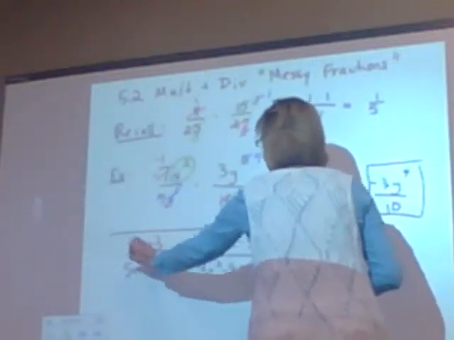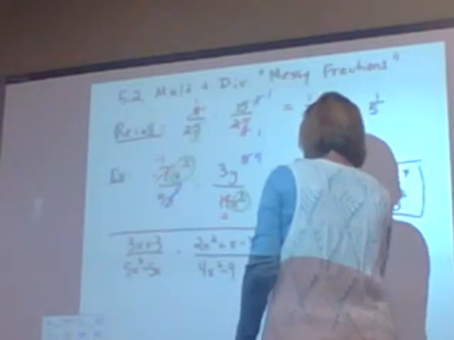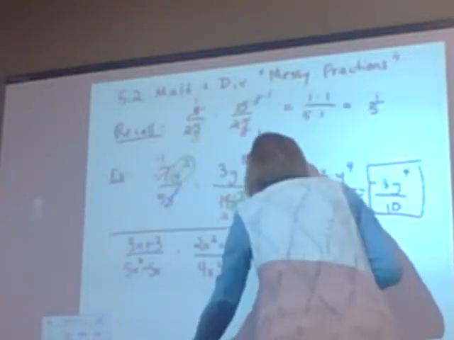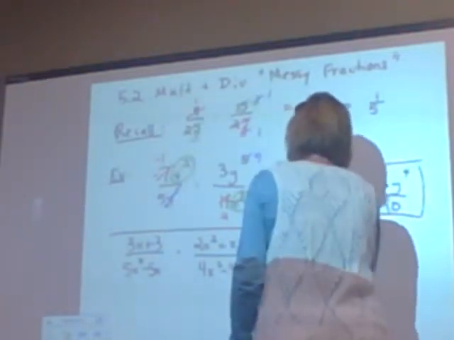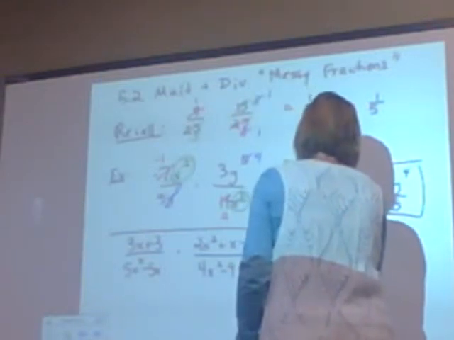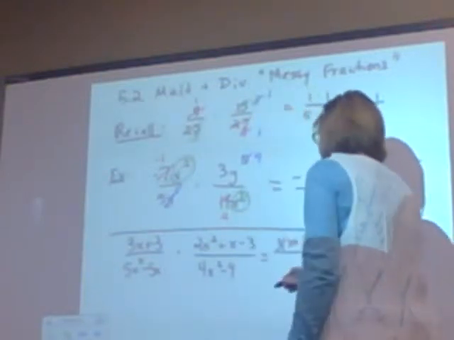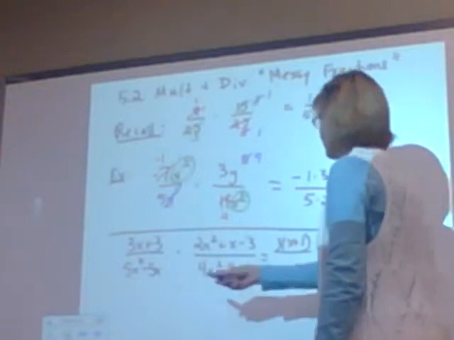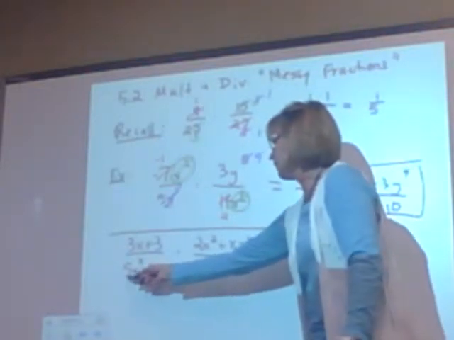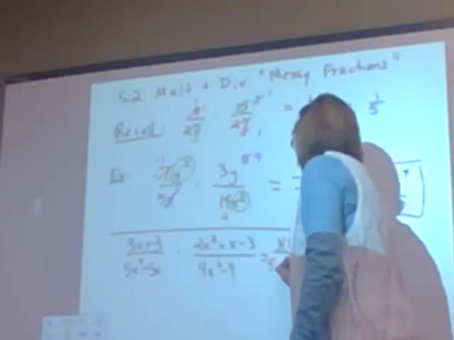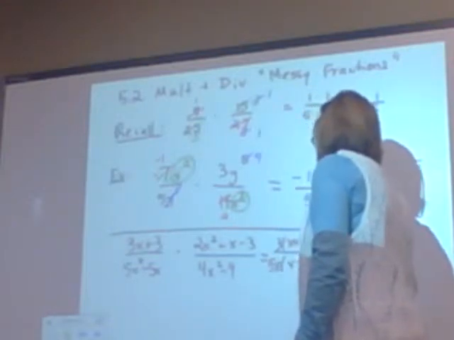This numerator, I can factor a 3 out front. That'll be 3 times x plus 1. This denominator, I can factor off a 5 and an x. So that's 5x times x minus 1.